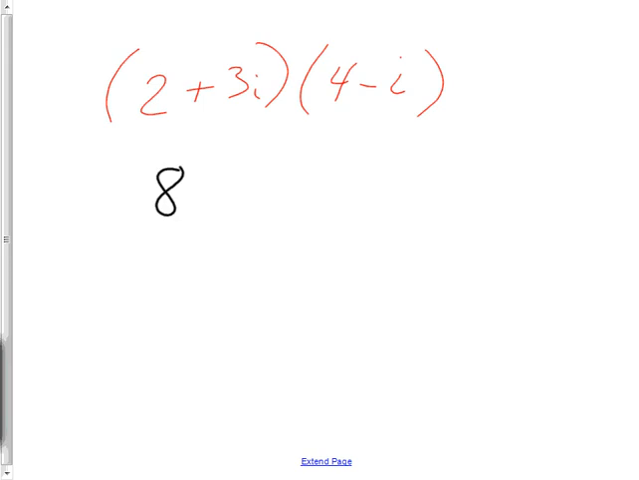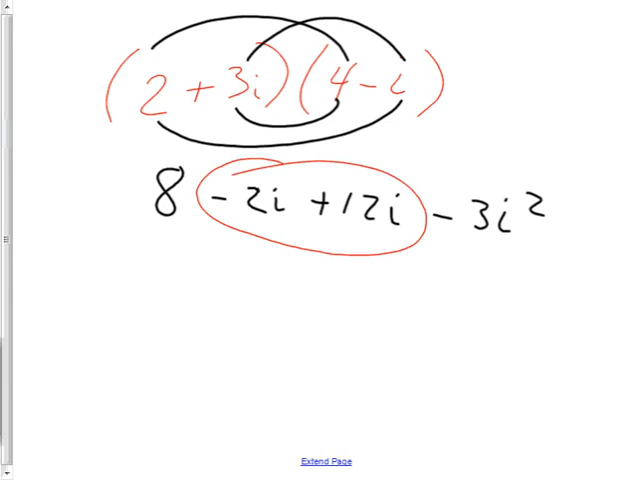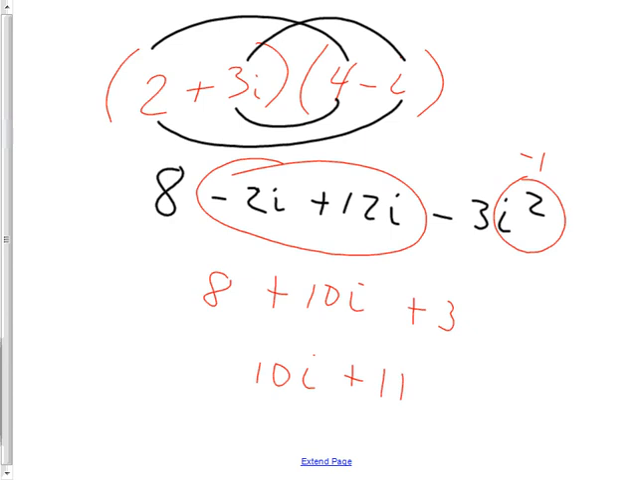The first makes 8. The outside makes negative 2i. The inside makes positive 12i. And the last makes negative 3i squared. And these two can go together before I do anything else. 8 plus 10i. And then this right there makes what? Negative 1. I'm glad many of you remembered it. Negative 3 times negative 1 makes positive 3. And then I put it all together. And I go like this. 10i plus 11, true or false?